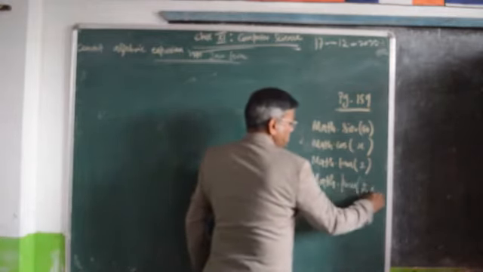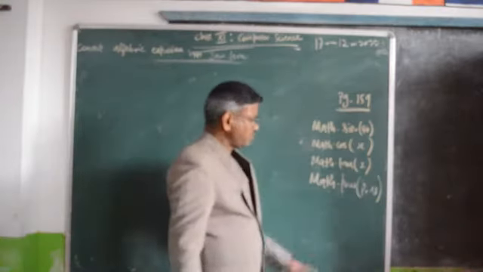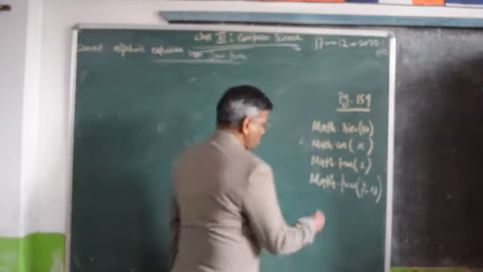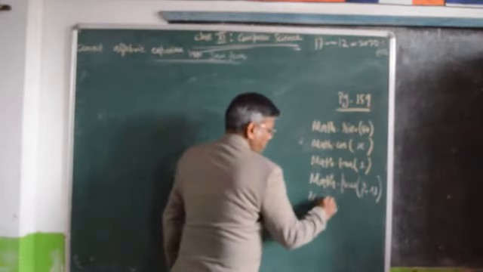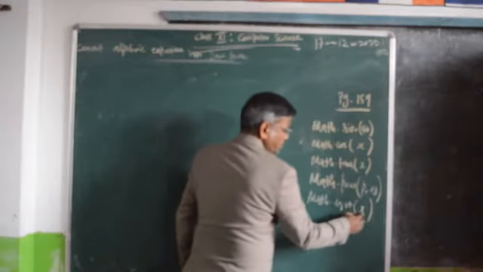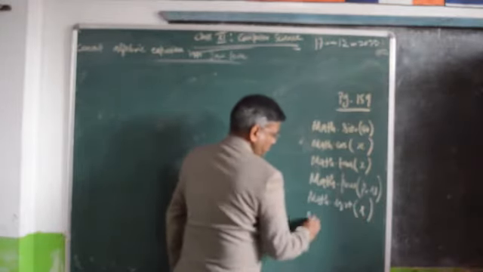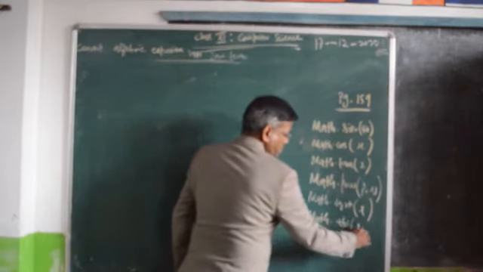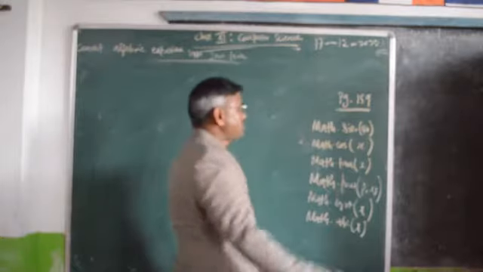pow(p, q). pow stands for power, p to the power of q. If I write math.sqrt of x, the square root of x will come. If I write math.abs of x, I'm sure most of you must have learned about it.